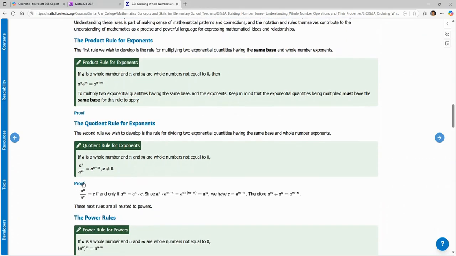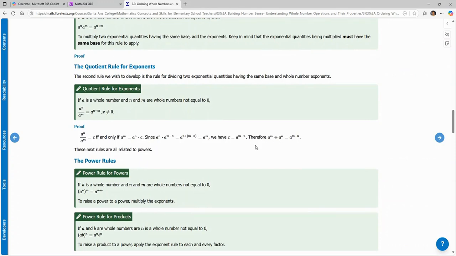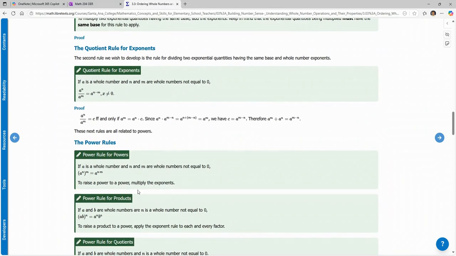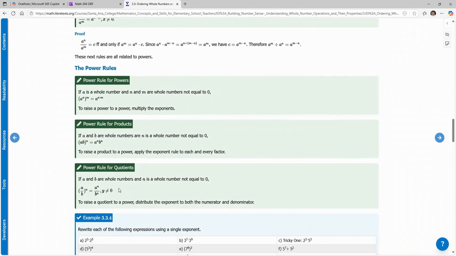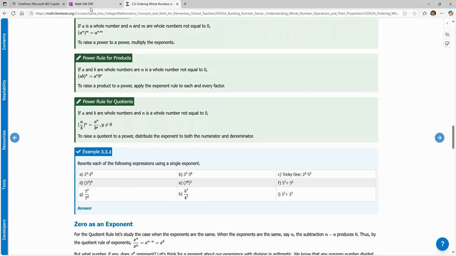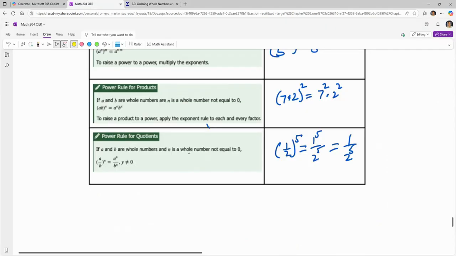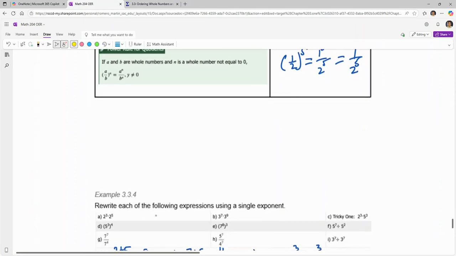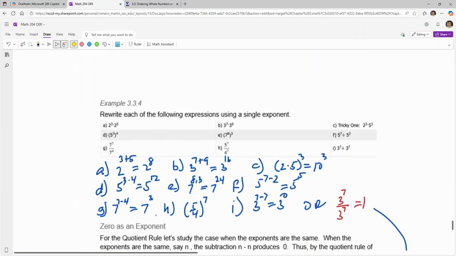So I think it's really worth clicking on, looking, and seeing where these rules come from, at least these first two rules, and then you'll get an intuitive idea of where these other rules come from. And then we have this example. Go ahead and try to practice that before you look at my solutions. That would be awesome to do. But there's the questions, and then there's the solutions.